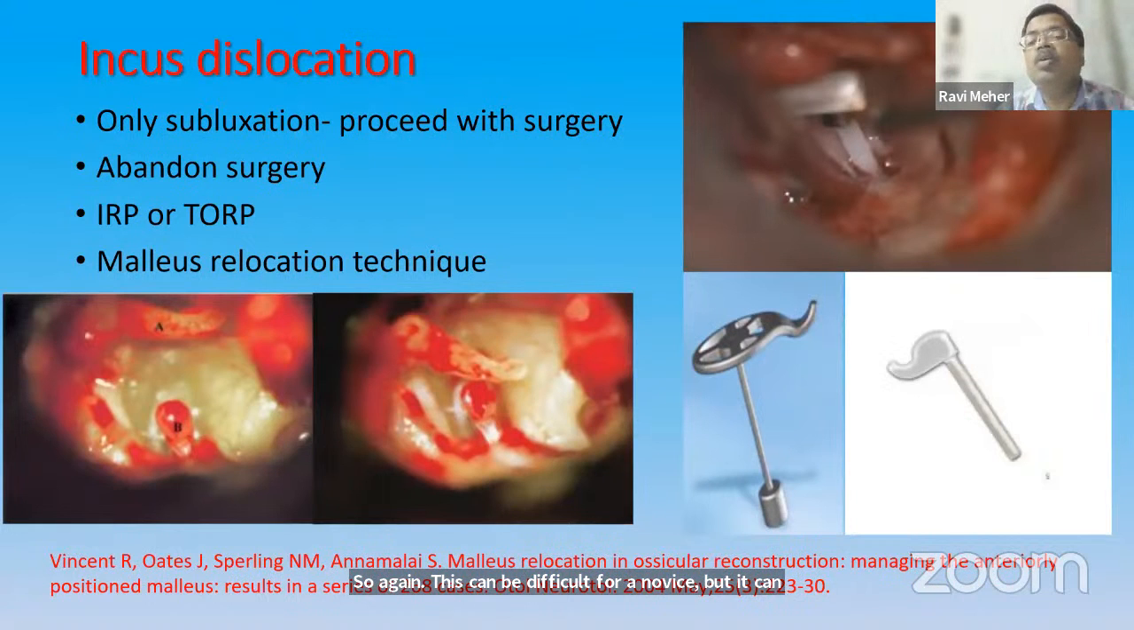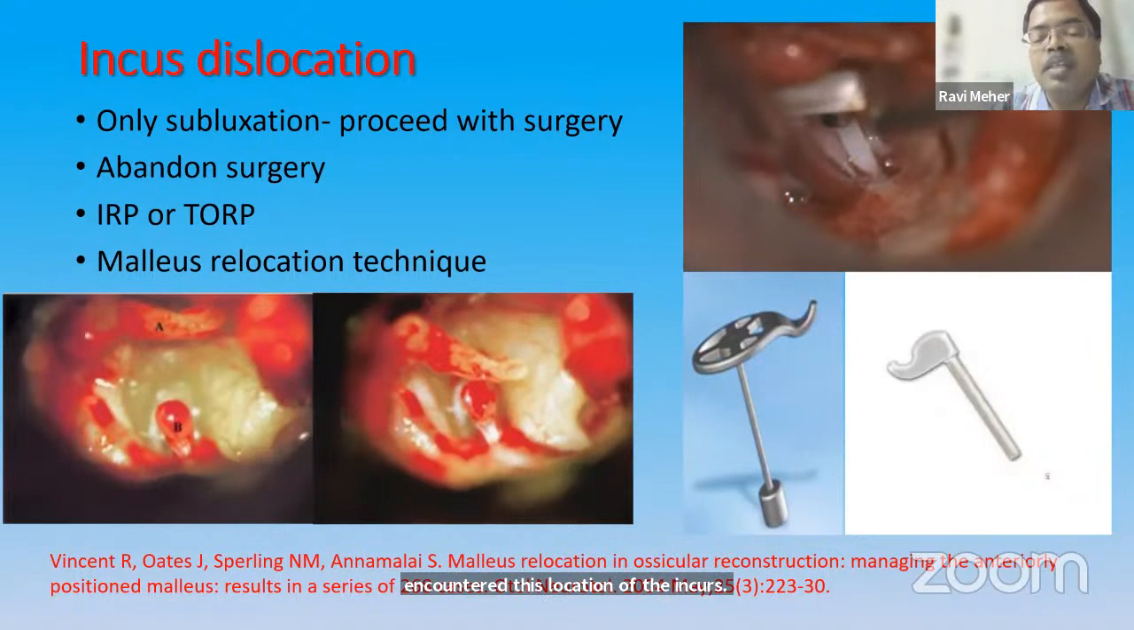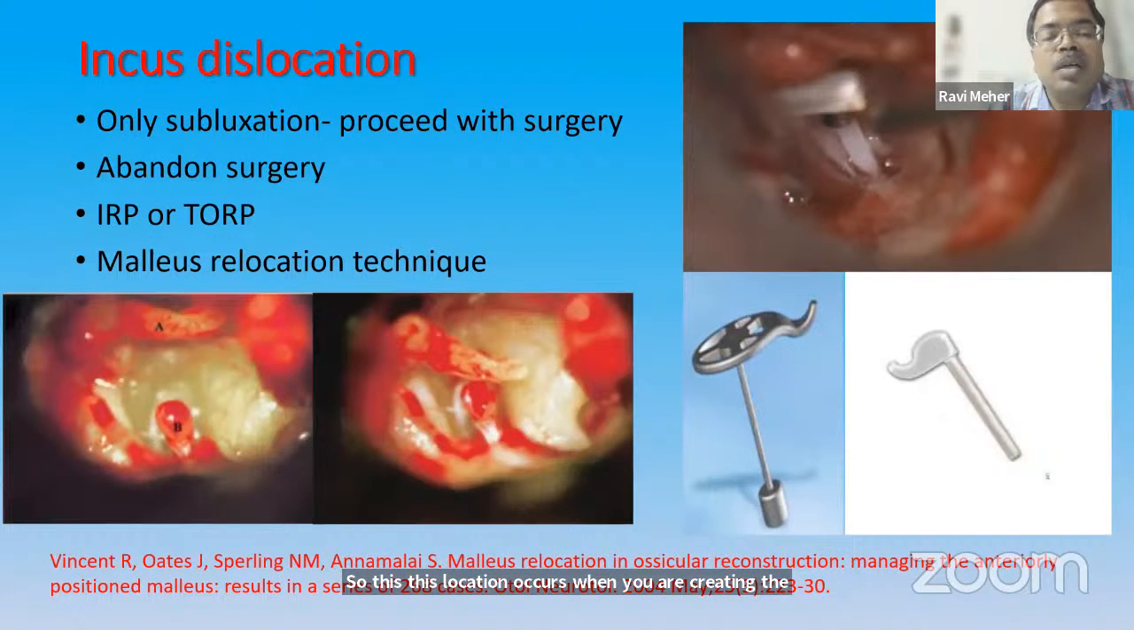Incus dislocation. So this is also common when you start your practice. In initial cases, you might encounter dislocation of the incus. This dislocation occurs when you are curetting the posterior part of the canal wall, right? So if there's a complete dislocation of the incus, then you have to remove the incus. There's nothing you can do. The incus must come out, and you have to insert some prosthesis, which could be an incus replacement prosthesis or a TORP, total ossicular replacement prosthesis, right?